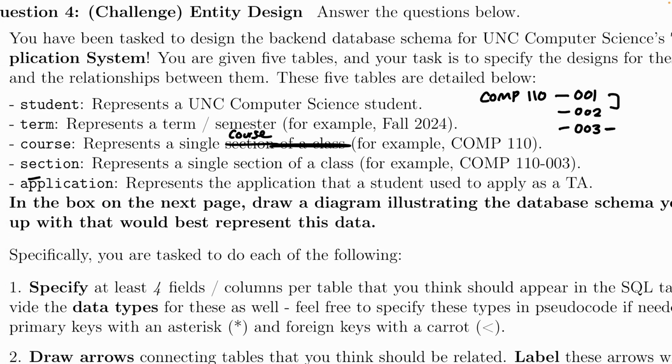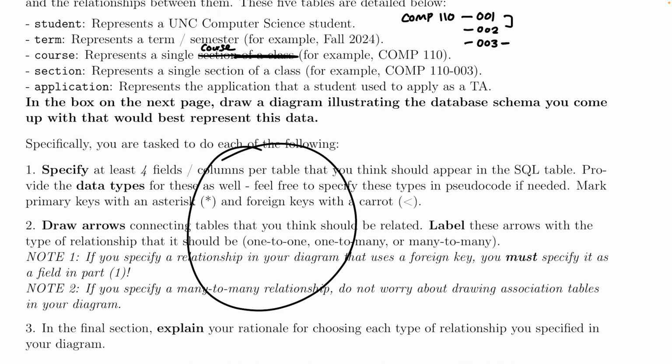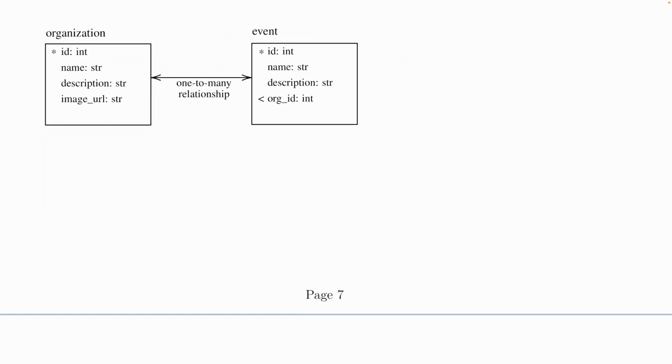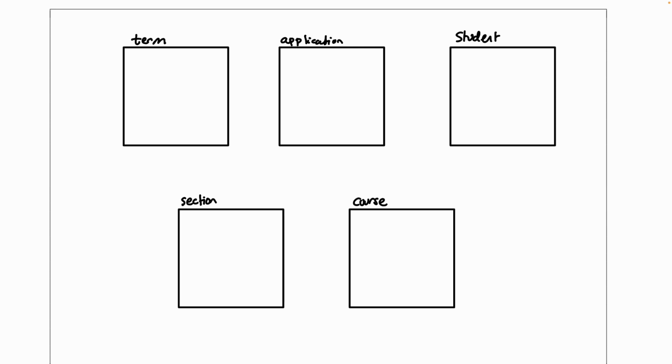And so then we have a section table, and then we have the application table, which represents the application that a student used to apply to be a TA. All of the other tasks here are the same. So we have 5 tables now. This is a little bit more complicated, right? We have now terms, applications, students. How could all these things connect?